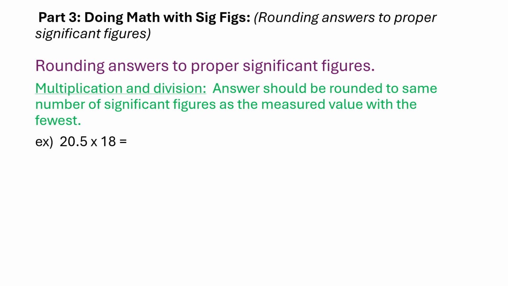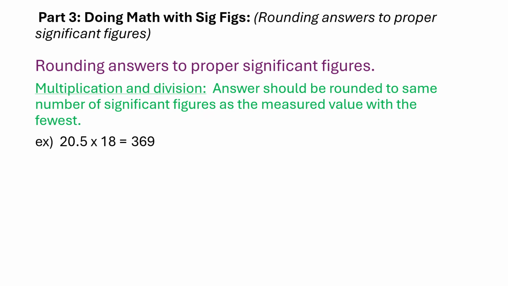Let's say we were multiplying 20.5 by 18. Maybe this is a length and a width, and we're trying to find area in centimeters. The calculator gives me the raw answer 369. Let's think about this. 369 is how many sig figs? Hopefully you realize it's 3 sig figs, right?